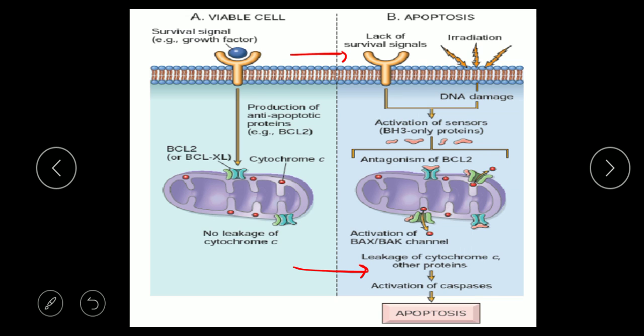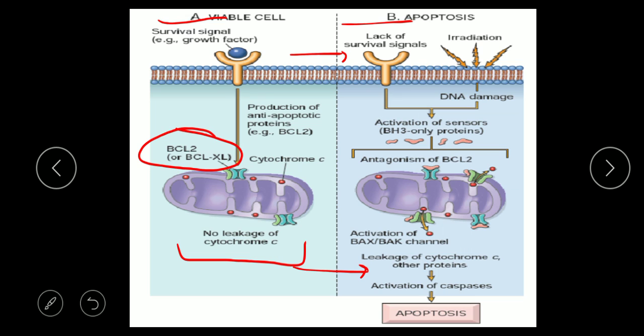Here you can see this is the viable cell and this is the apoptotic cell. Here you can see there is no leakage of cytochrome C. In the normal cell, there is no leakage of cytochrome C, means there is no proliferation in the mitochondria, which is also regulated by this BCL2 protein.